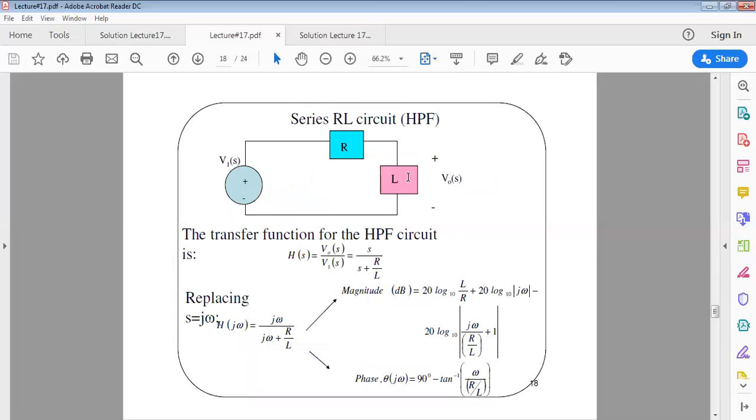And for the second type of filter, we have the RL circuit. If you recall the RL circuit of the low-pass filter previously, the output voltage is measured across the resistor. For the high-pass filter, it is the other way around, where the output voltage is measured across the inductor L. You can prove on your own that the transfer function for this kind of filter, where the output is measured across the inductor, looks like this: S divided by S plus R over L.